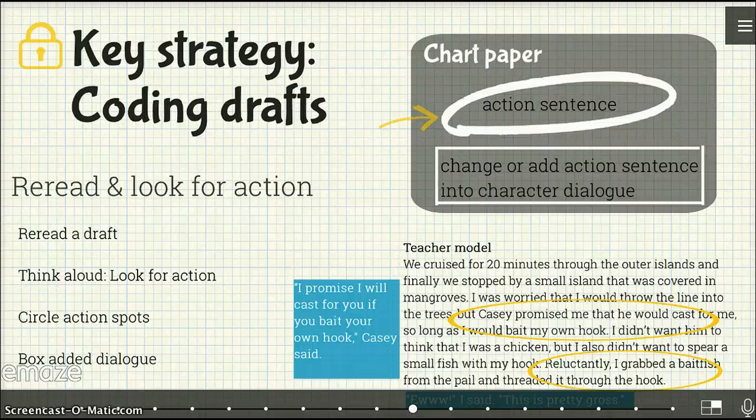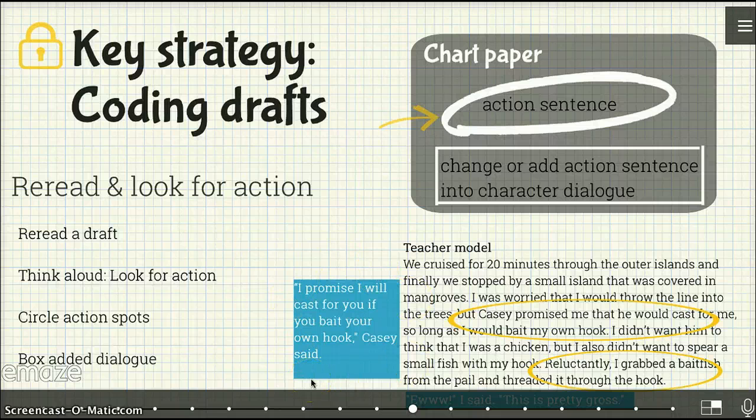And so what I actually did with my 6th graders was I used this teacher model. And in this teacher model, it's about me going fishing in the Florida Keys. And what I did was I actually read the whole story, and we circled parts that had action. So the first part I circled was that Casey promised he would cast for me so long as I baited my own hook. And so what I taught students to do then is, well, instead of me telling the reader that Casey promised me to do this, I actually made Casey say this to me. And so my dialogue over here is, "I promise I'll cast for you if you bait your own hook."